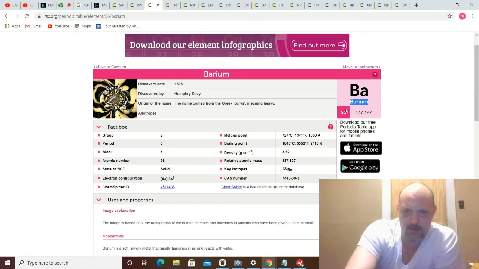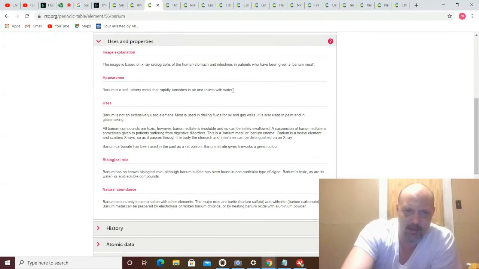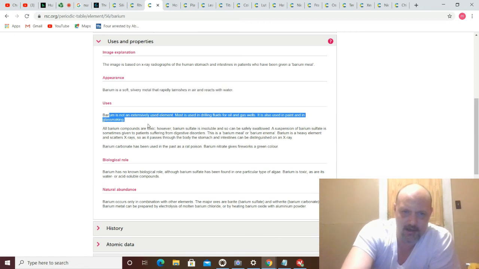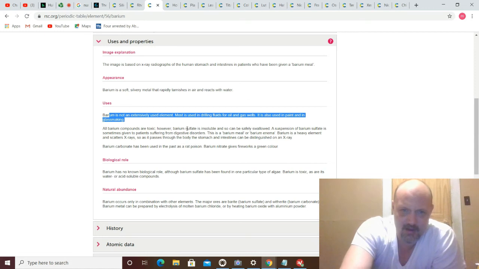Barium, atomic number 56. Barium is a soft silvery metal that rapidly tarnishes in air and reacts with water. It's not an extensively used element. Mostly it's used in drilling fluids for oil and gas wells. It's used in paint and in glass making. Barium compounds are toxic. However, barium sulfate is insoluble and so can be safely swallowed.